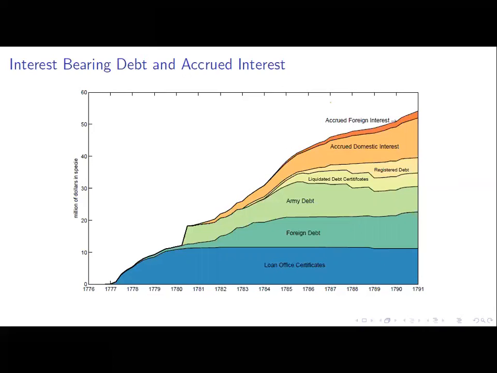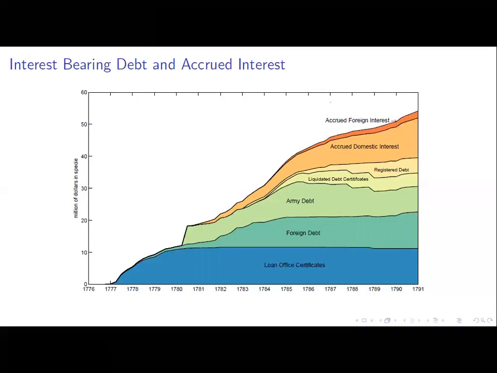But then what you can see is that this accrued domestic interest, as the interest payments aren't getting made, it's starting to climb and starting to climb and starting to climb. And so by the time 1790 rolls around, they owe about $55 million in domestic debt, and it starts to build.